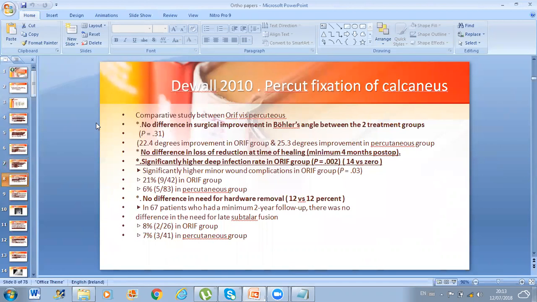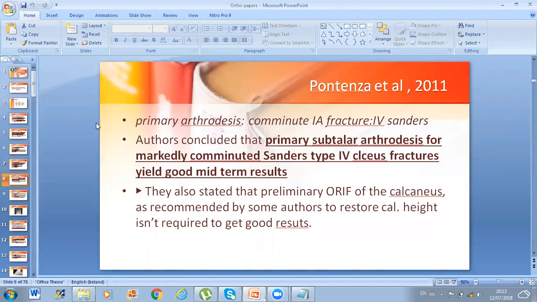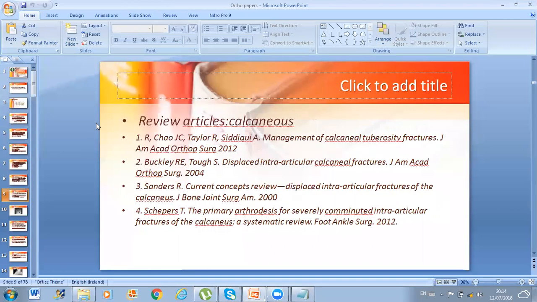You can hear me? Yes, sir. So this is 2011, Pontenza. This is the last article, which shows that primary subtalar arthrodesis for Sanders type 4 calcaneus fracture yields good midterm results. So for Sanders type 4, in exam settings, you can say that you can do primary arthrodesis.